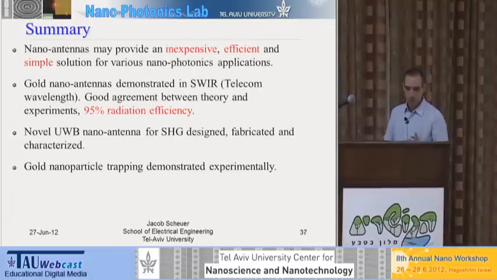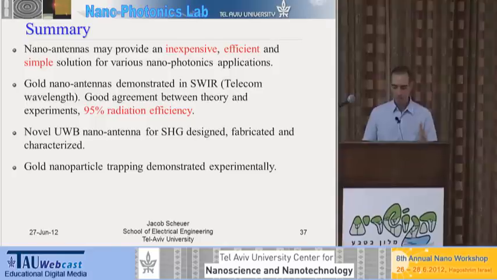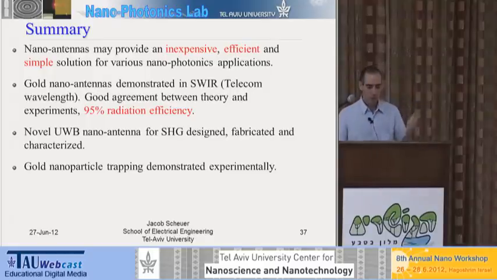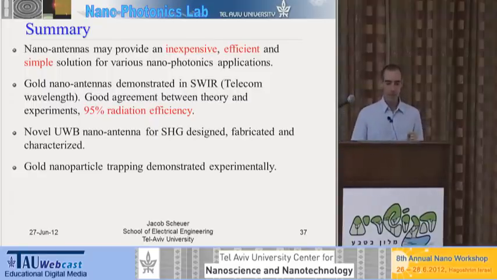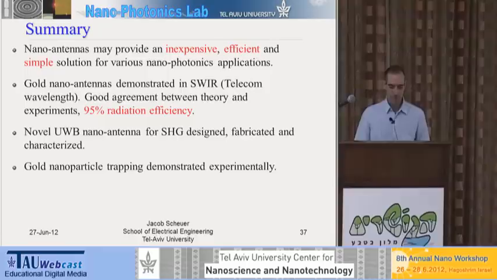So, I hope that I convinced you that nano antennas can provide a very efficient, simple, and inexpensive way for realizing many applications in nanophotonics. We're able to demonstrate and fabricate gold, not only gold actually, also other materials, nano antennas in telecommunication wavelength. This is around 1500 nanometers. Specifically, we were able to show that the radiation efficiency of these devices is extremely high, in the order of 95%.